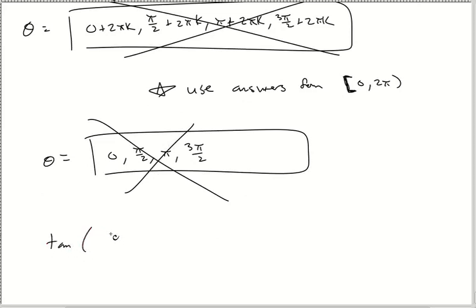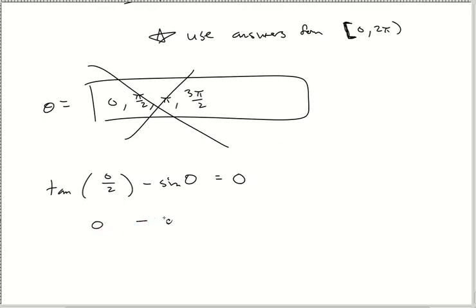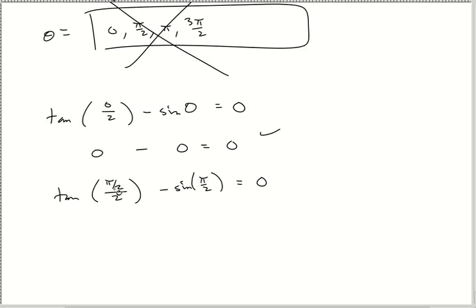So tangent of 0 over 2 minus sine of 0. Does that equal 0? So tangent of 0 is equal to 0. Sine of 0 is equal to 0. Cool. Okay, let's keep moving. Tangent of pi over 2 minus sine of pi over 2. Is that equal to 0? Well, this is tangent of pi over 4. That's 45 degrees. My slope is a 1. It's a fancy 1. My sine at 90 degrees, my y value over there, is a 1. So yeah, that works out too.